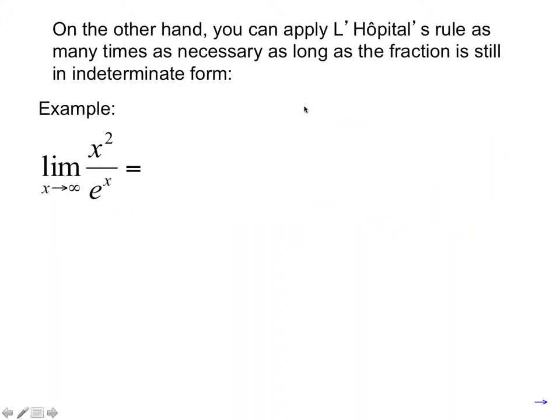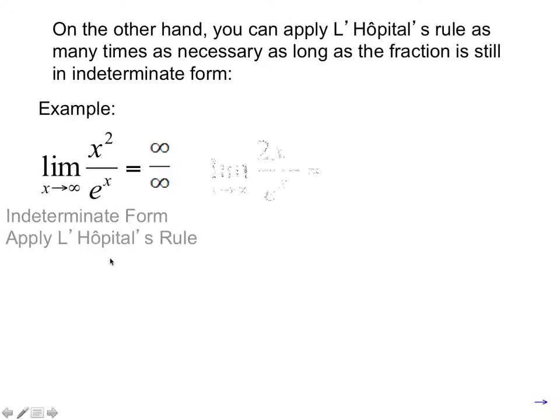Okay, so let's try this one. As we plug in infinity, we get infinity over infinity. So we can't factor this, so we need to use L'Hopital's. So the derivative of the top is 2x. The derivative of the bottom is e to the x. Okay, plug in infinity again, we still get infinity over infinity.